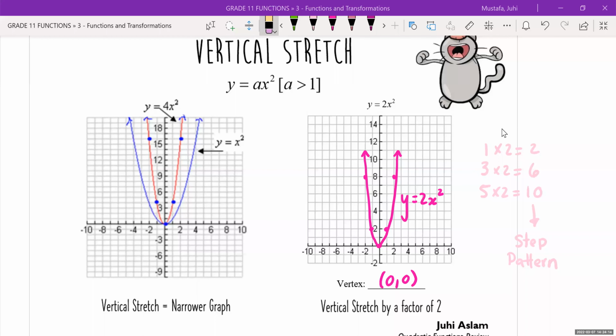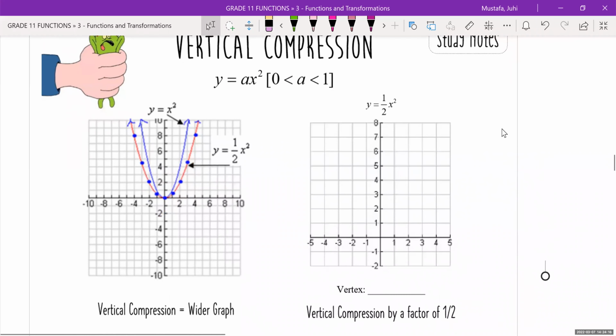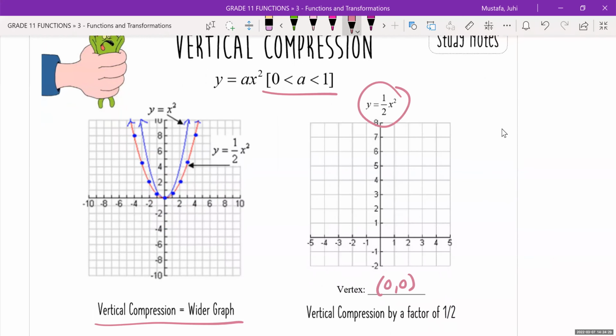Okay, for the compression, everything we had discussed before, again, is noted all right here. So if the number is between 0 and 1, also known as a fraction, that's going to be a vertical compression. It's going to result in a wider graph. Our equation here is y is equal to half x squared. We're going to begin at 0, 0 because there is no vertical or horizontal translation. And we're doing the same thing we did before. We're going to start with our step pattern of 1, 3, and 5. And we're going to multiply all of those by a half.